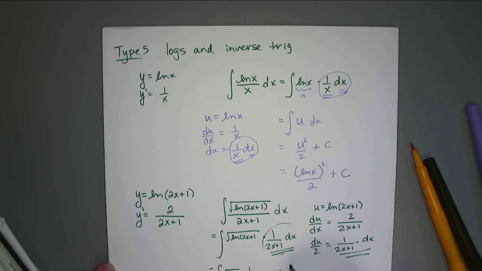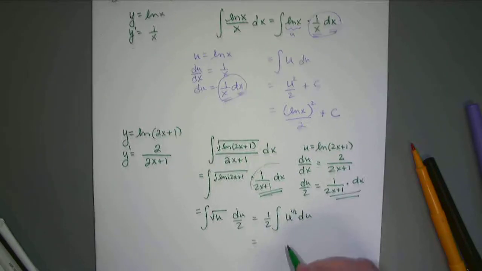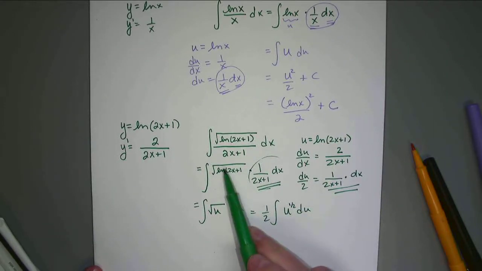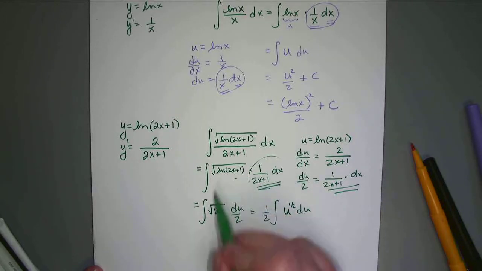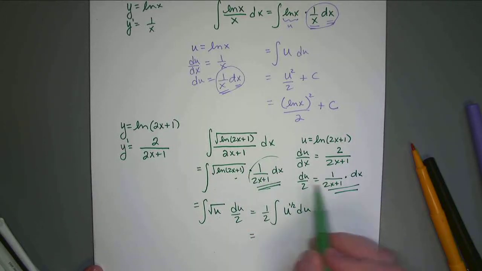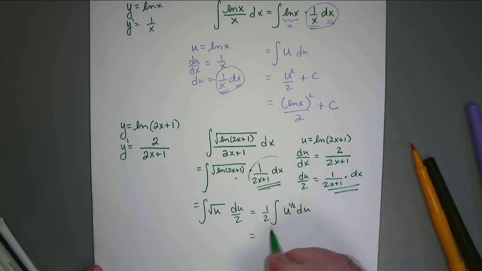Let's bring the half out front. This would be u to the half. Okay, so this we call the inside of that bracket u. This whole thing drops off, and in its place du over 2. Bring the half, rewrite that as u to the half. Add 1 to the exponent. Divide by the same number, plus c.